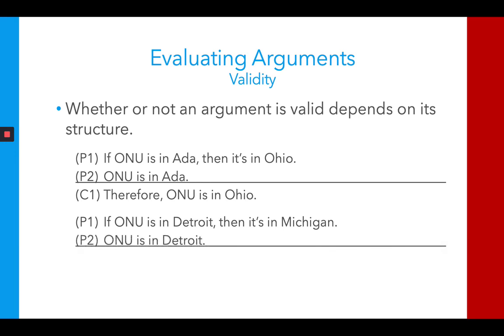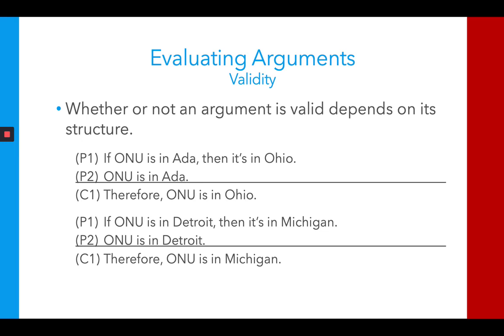ONU is in Detroit. Now, here we've got a false premise. Premise 2 is, right? ONU is not in Detroit. Nevertheless, it's a valid argument because if we know that premise 1 is true, if ONU is in Detroit, then it's in Michigan, and we know that premise 2 is true, ONU is in Detroit, then we can infer that ONU is in Michigan.